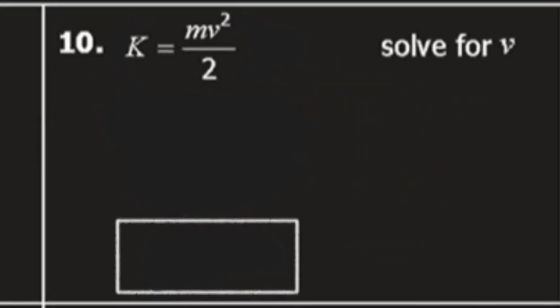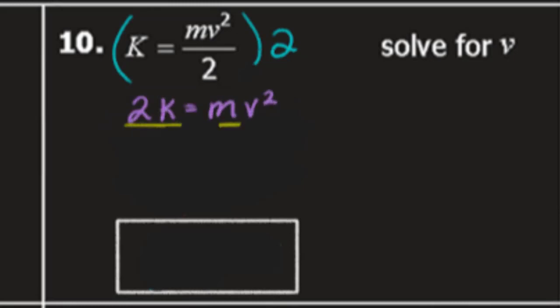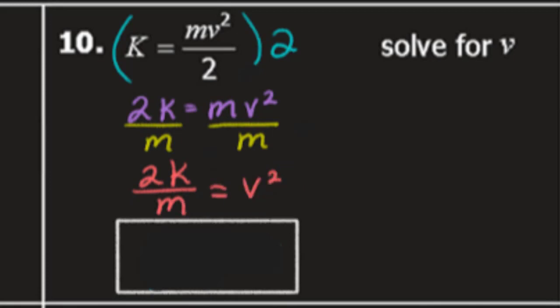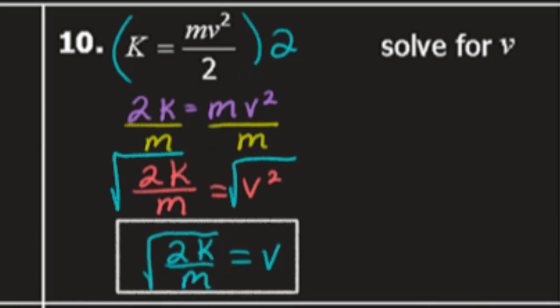Example 10. First, we're going to remove the 2 by multiplying 2 on both sides. 2k equals mv squared. Divide by m. So 2k over m is equal to v squared. The opposite of squaring is to take the square root. Do this to both sides. The square root of 2k over m equals v.